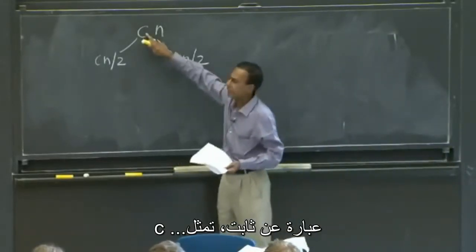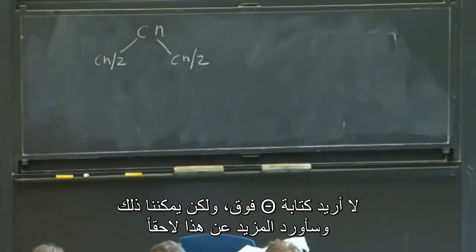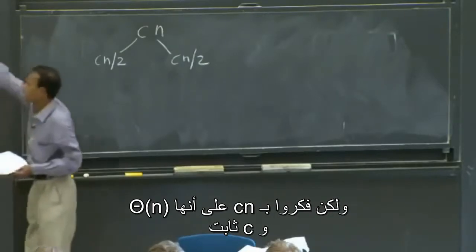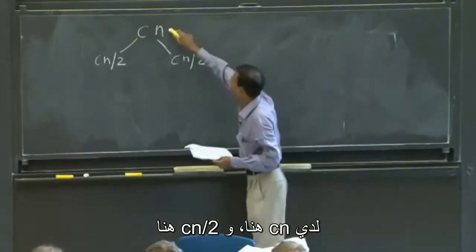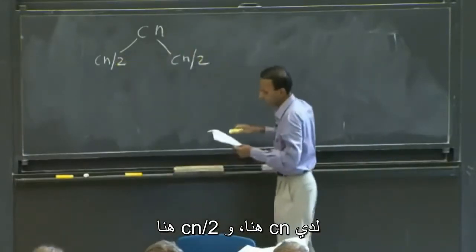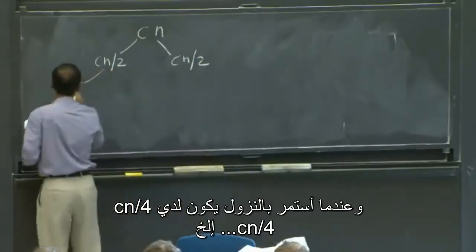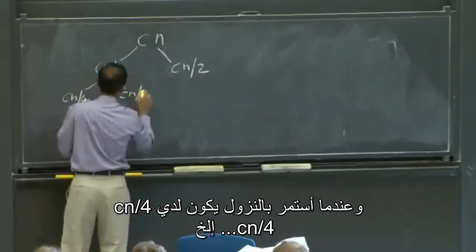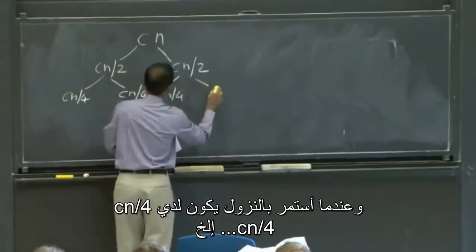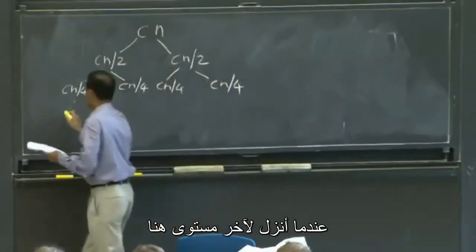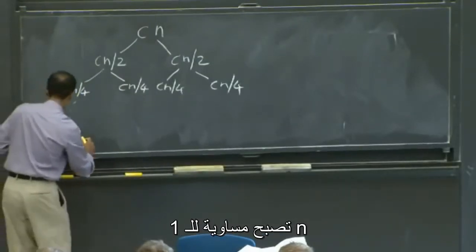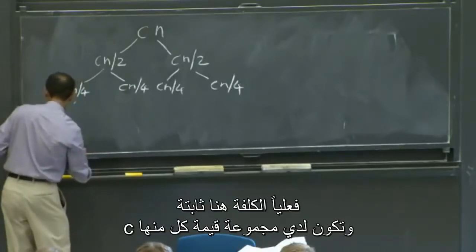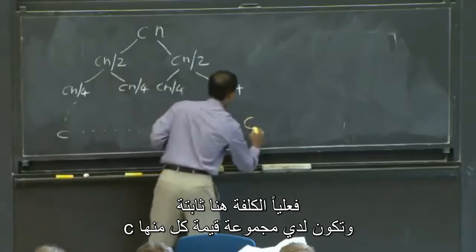So this is just a constant C. It just represents, I don't want to write thetas up here. You could. And I'll say a little bit more about that later. But think of this Cn as representing the theta n complexity. And C is this constant. So C times n here, C times n over 2 here. And then when I keep going, I have C times n over 4, C times n over 4, etc. And so on and so forth. And when I come down all the way here, n is eventually going to become 1, or essentially a constant. And I'm going to have a bunch of C's here.